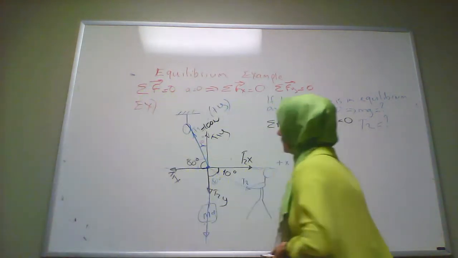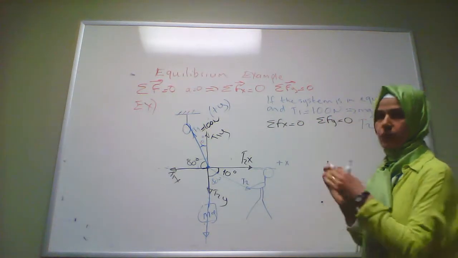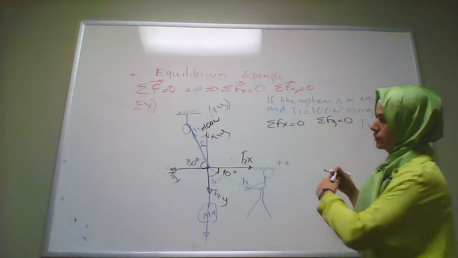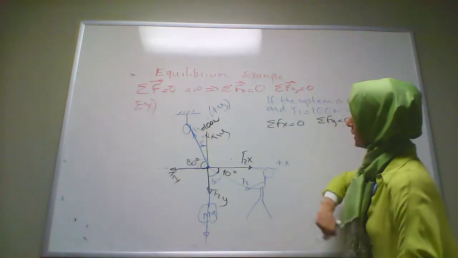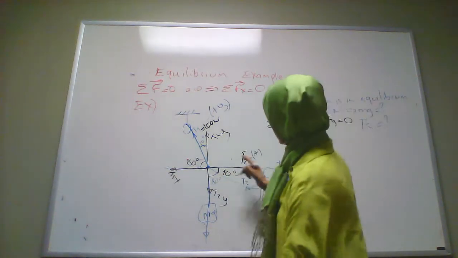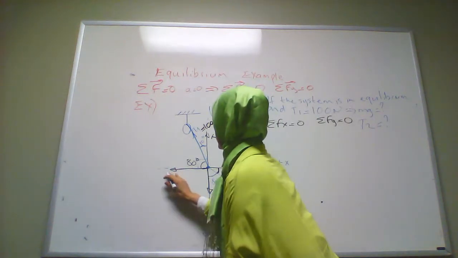Now let's write down the equilibrium. Total Fx equal to 0 will give me the total forces in the plus direction, or to the right, equal to the total forces to the left, because if I write down my total Fx, T2x is positive and T1x is negative.